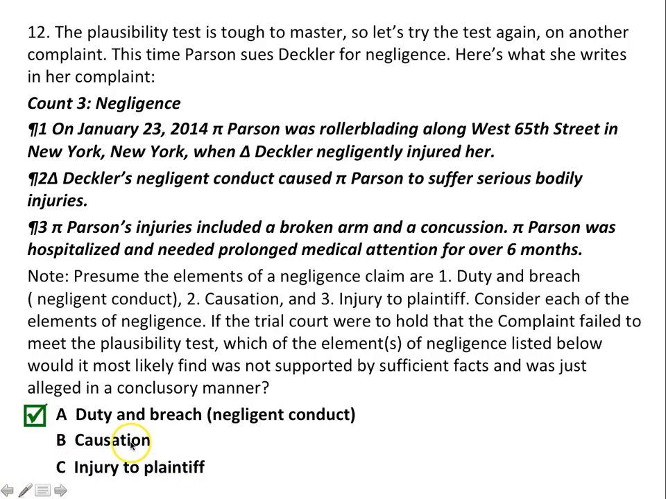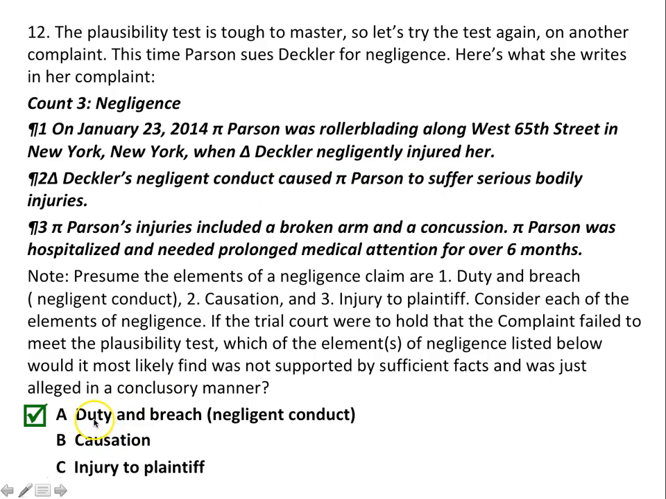What about causation? In paragraph 2, the plaintiff alleges that defendant's negligent conduct caused her to suffer injury. This statement that their breach caused injury is enough to concretely allege causation. You might think it's a little short, but then ask yourself, how else could you allege that something caused something? You just have to say the storm caused the class to be cancelled, right? So this conduct cause injury is enough for causation.